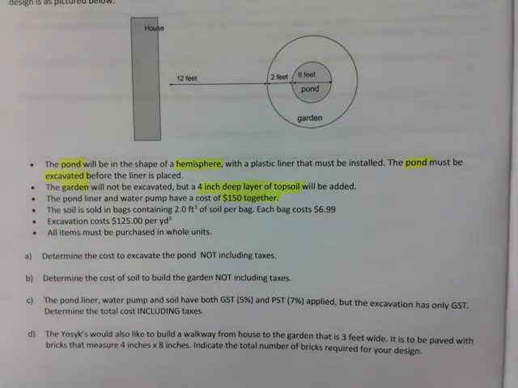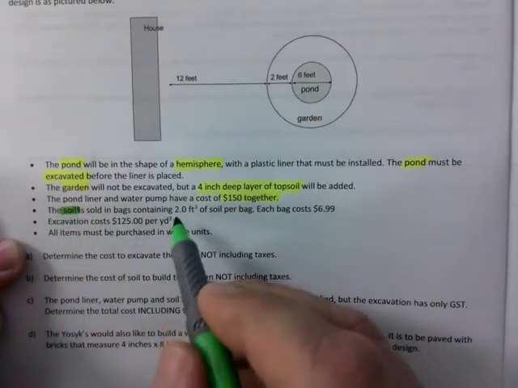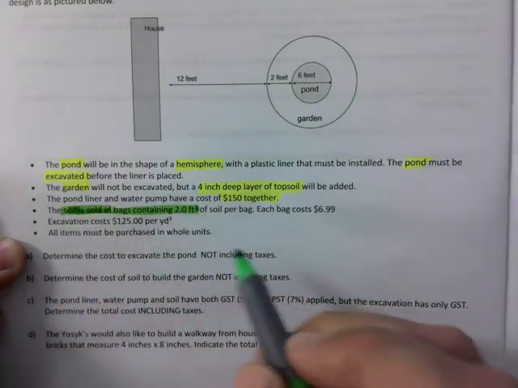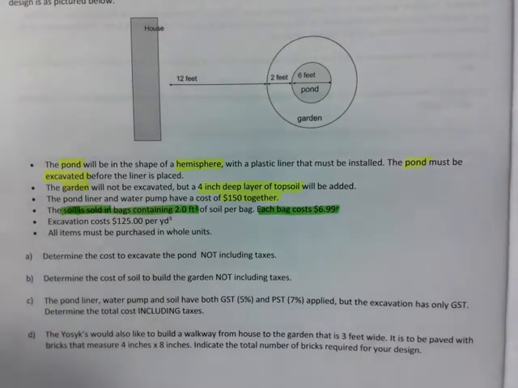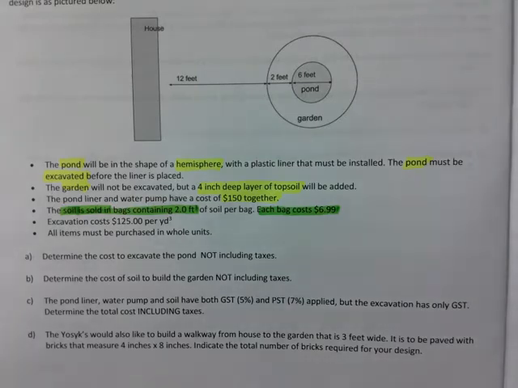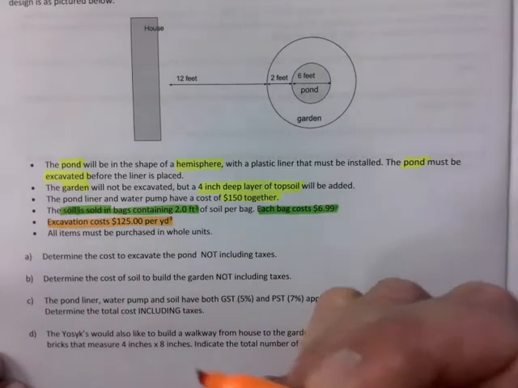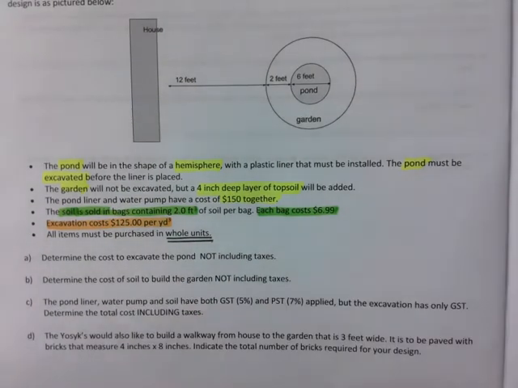I will switch over to a different highlighter maybe here. Soil is sold, right? Sold in bags of 2 cubic feet, right? And each bag costs $6.99. Excavation costs $125 per cubic yard. All items must be purchased in whole units. That's very important. Okay.